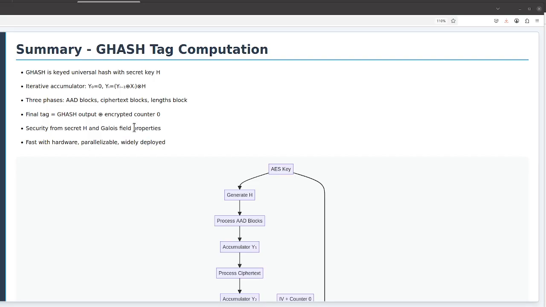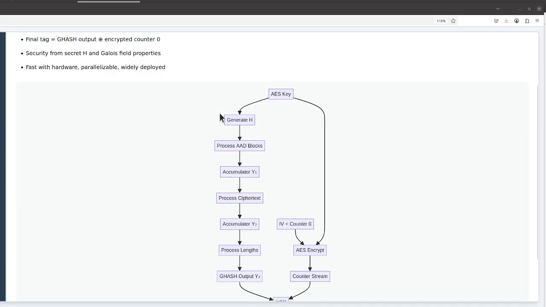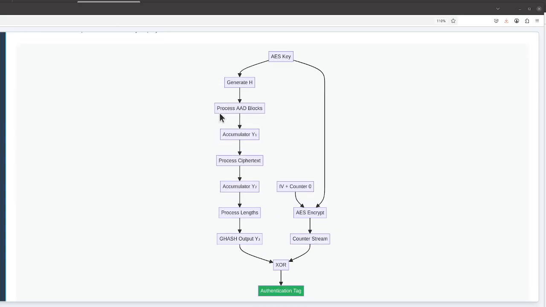G-hash processes data in 3 phases. First, the AAD blocks, then the ciphertext blocks, then a special lengths block containing the bit lengths of AAD and ciphertext. Each phase uses the same XOR then multiply operation, building up the accumulator progressively. The authentication key H is derived by encrypting a block of zeros with the AES key. This ties the authentication to the same secret key used for encryption.